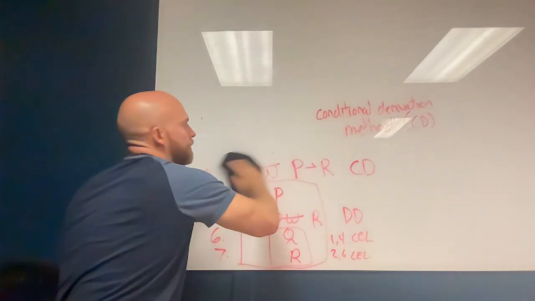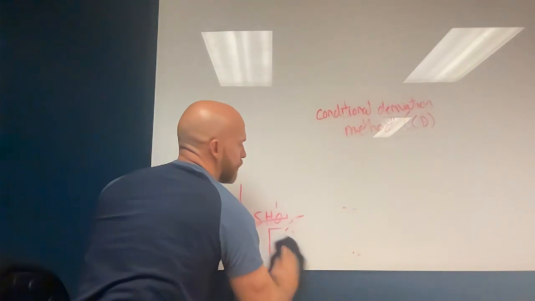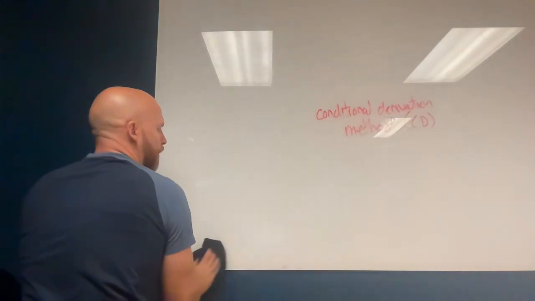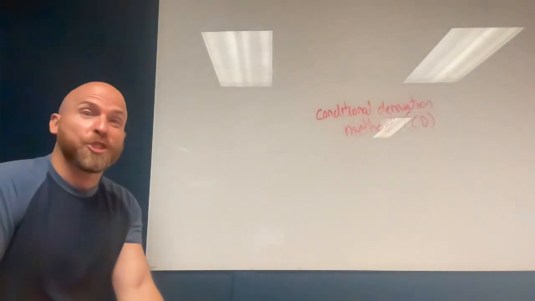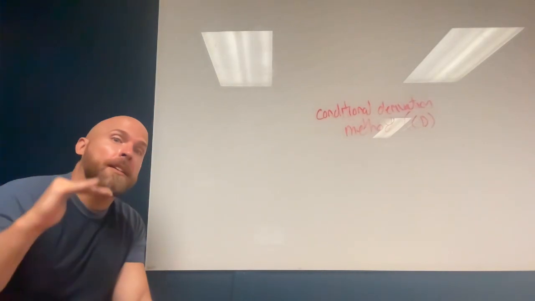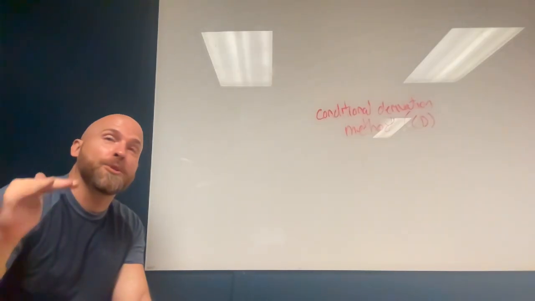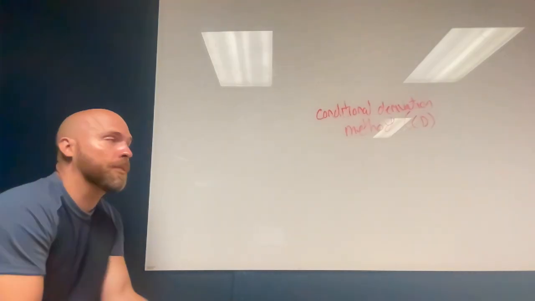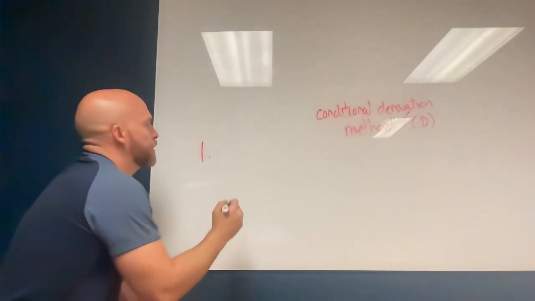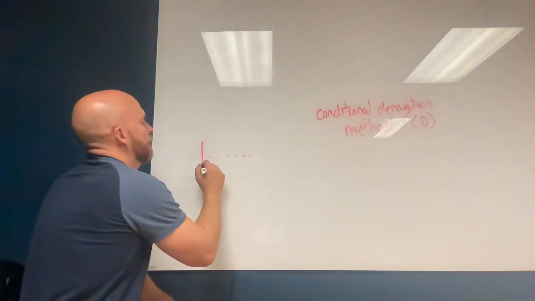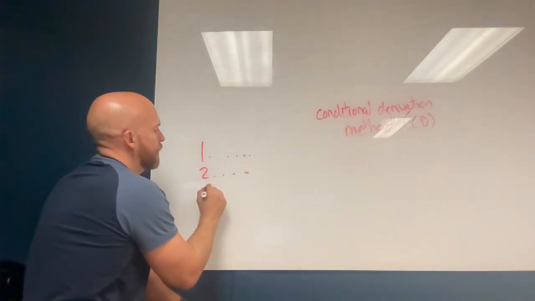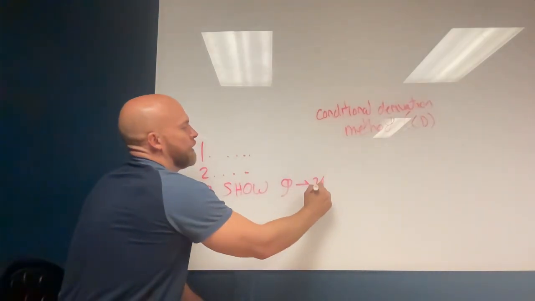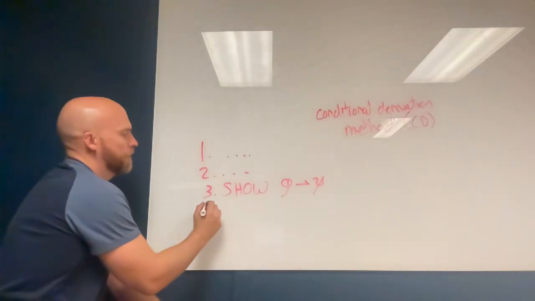More schematically, for conditional derivation strategy, if you are ever asked to show something of a conditional form, you should assume the first part, the thing that the arrow is pointing from, and then show the thing the arrow is pointing to. Every single time. So whatever you have up here, if you need to show something that looks like this, phi then chi, I'm using the schematic letters.